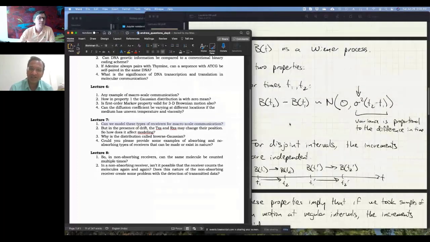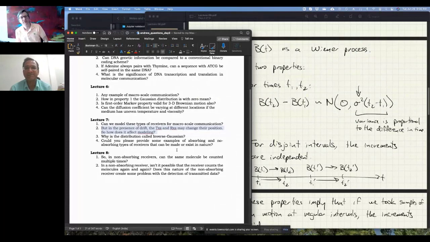The next question is related to drift. In the presence of drift, the transmitters and receivers may themselves get affected and change their position. How does it affect modeling? Any thoughts on that? Yeah, this is an excellent question. It's a complicated issue. Normally in this lecture series, we will assume the transmitters and receivers are in fixed positions, simply because that's an assumption that can be made for convenience.